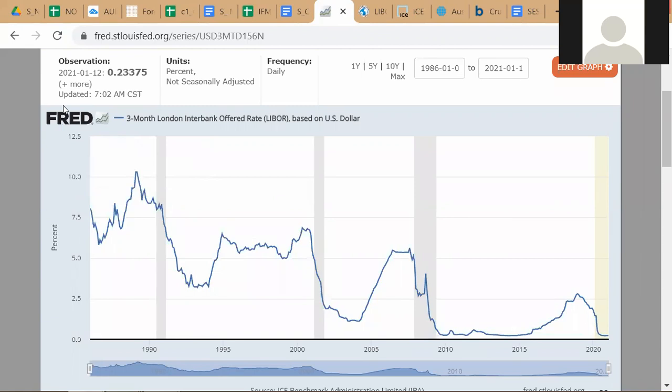It was around 15%. It's somewhere here. Okay, late 1979, early 1980. So that's how high it was, 15-16% for 3-month LIBOR. So that is the kind of level, and now you see where it is.